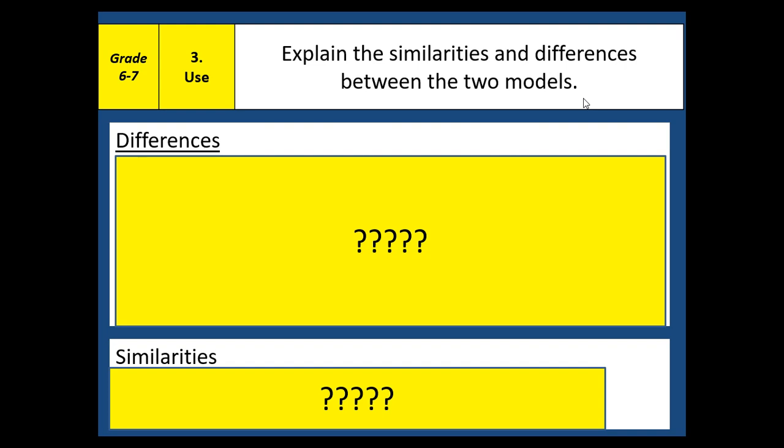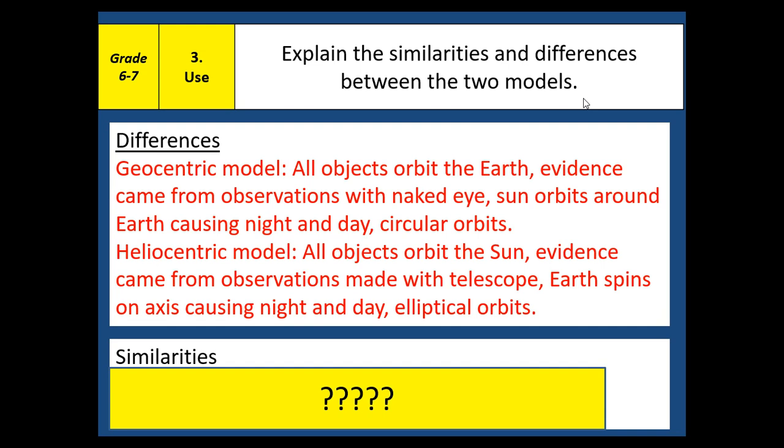Then explain the similarities and differences between the two models. Well, there are lots of differences. The geocentric model, everything is orbiting the Earth. Evidence comes from naked eye. The sun orbits around the Earth, and that causes night and day, and they are perfect circular orbits. However, the heliocentric model, the model that we use today, all objects orbit the sun. Evidence comes from observations using telescopes. The Earth spins on an axis, and that's what causes night and day. And all objects travel in slightly elliptical orbit, that squash circle orbit.